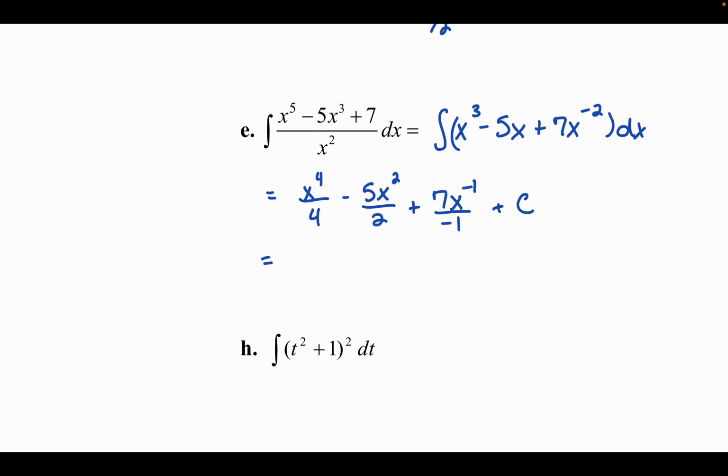So this would be, you can leave it as x to the 4th over 4. You can write it as 1/4 x to the 4th. Either way works. I'm just going to rewrite this third term as negative 7 over x.